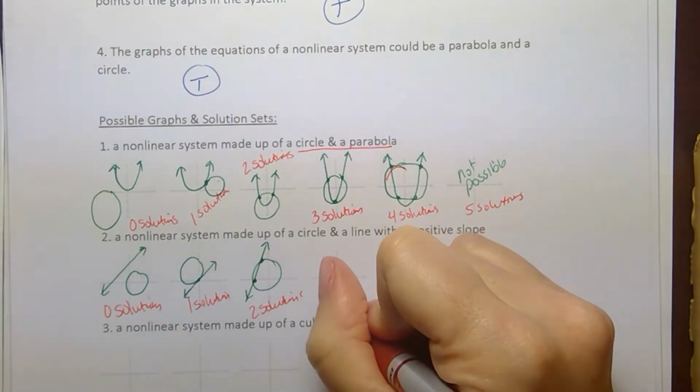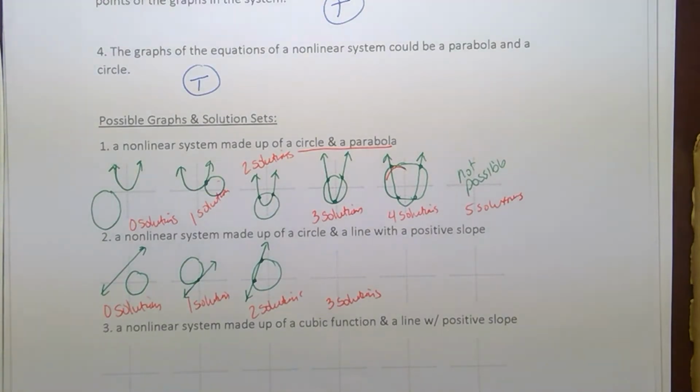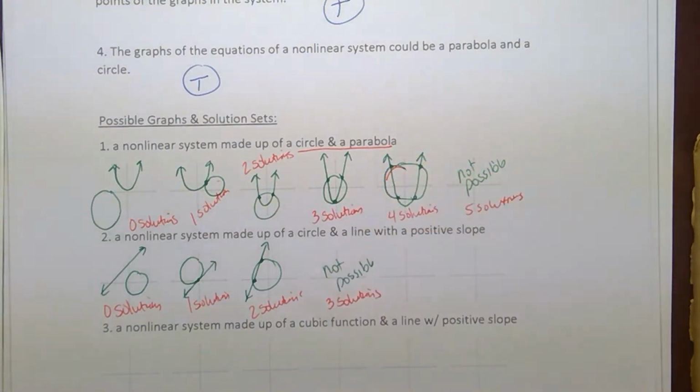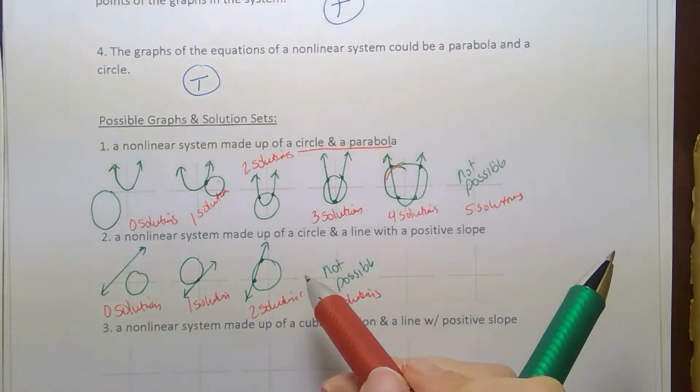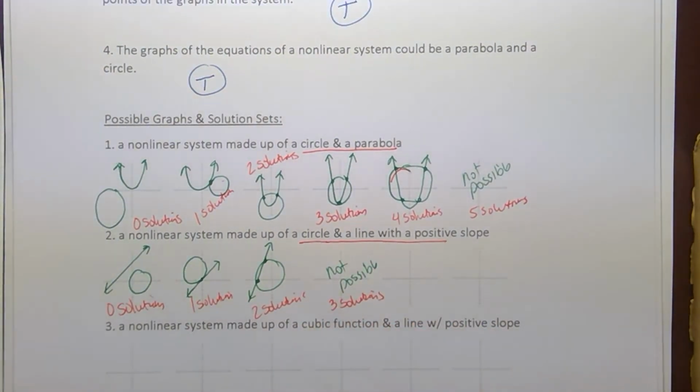Could I do 3 solutions? 3 points of intersection between a circle and a line with a positive slope? No, I've met my limit here. This one's not possible. So I know that just by thinking things through, if I get a system of equations that has equations for a circle and equations for a line that happens to have a positive slope, I could get 0, 1, or 2 solutions. I can't have 3.